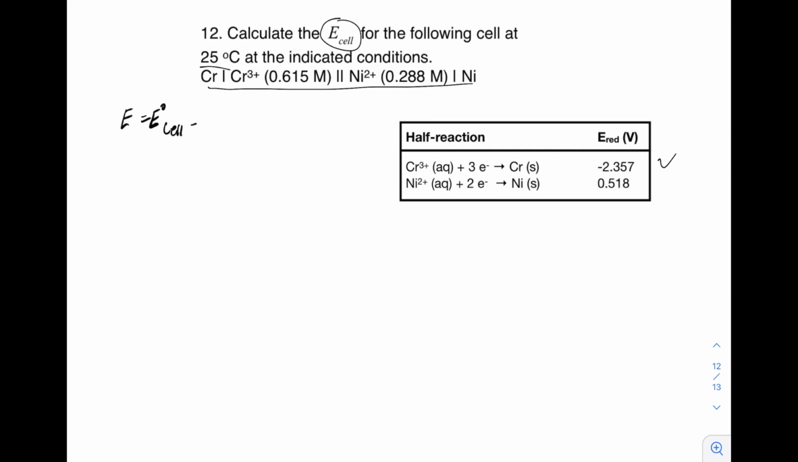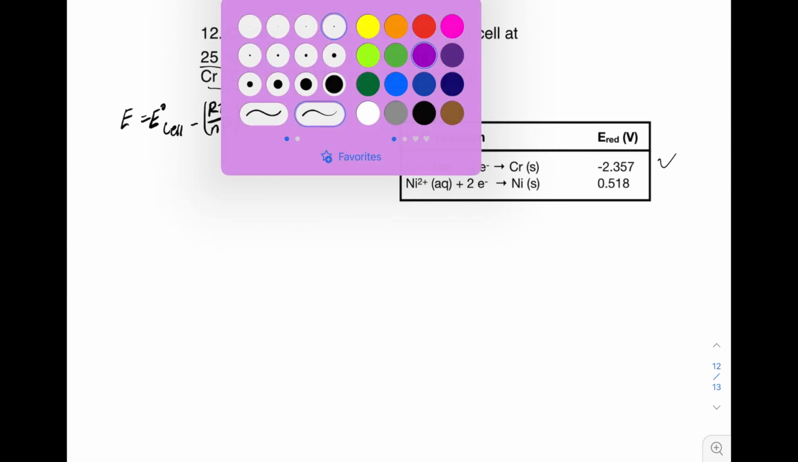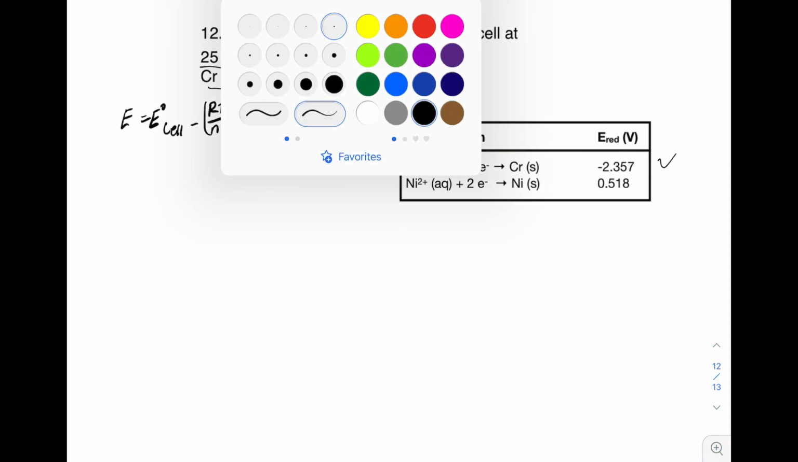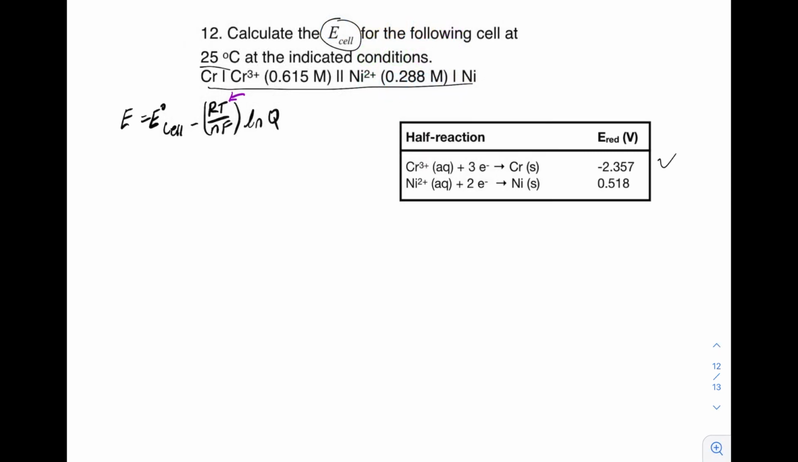So, we have the RT over NF, okay, times the natural log of Q. So in case you're watching and you have this really complicated problem, that's where you would have to plug in the temperature if it was some weird temperature. Now, it turns out this all simplifies to the Nernst equation.